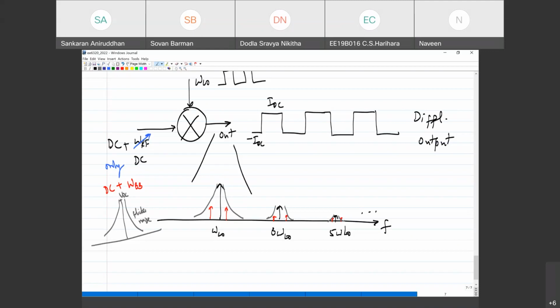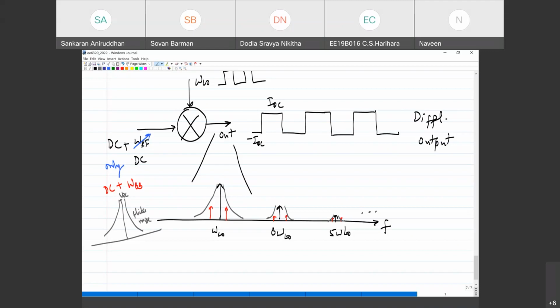Okay, so if you have flicker noise, 1 over f noise will get upconverted, just like if you had DC, you will get a tone. If you had any frequency around DC, it will get upconverted as well. Flicker noise sidebands will also get upconverted. So any flicker noise in the baseband device will go around LO.